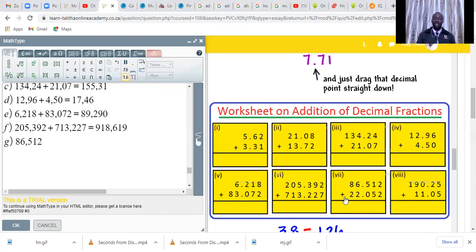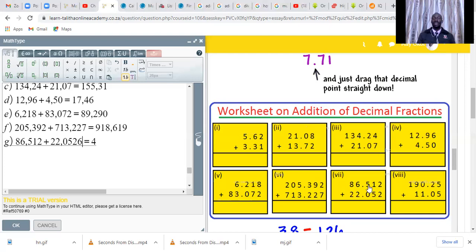To 22.0. Yes, that is what we have. So how do you add this? Well, we add this 2 to this 2, and we get what? We get a 4. And when we add a 1 to a 5, what we get is a 6.